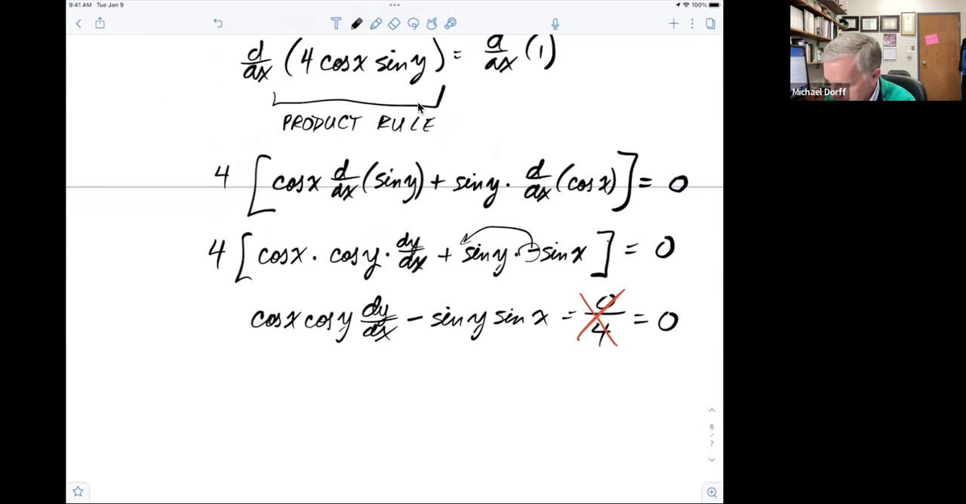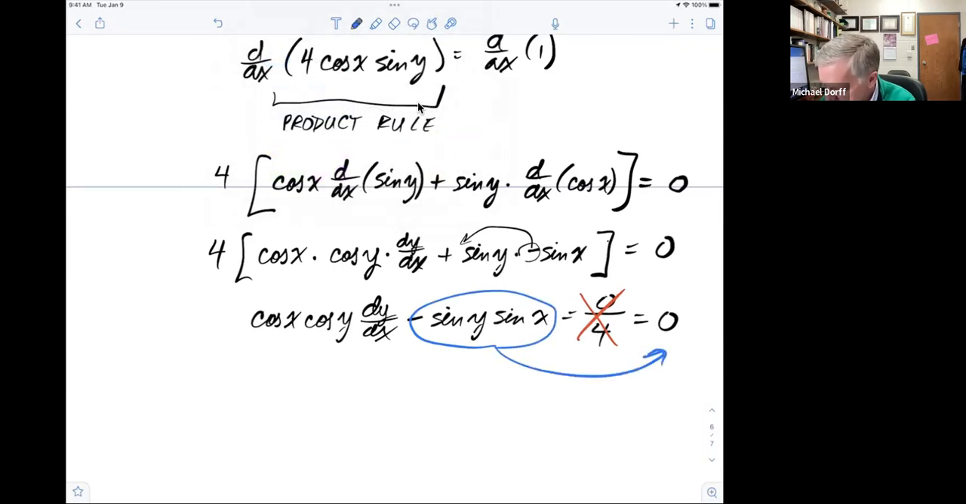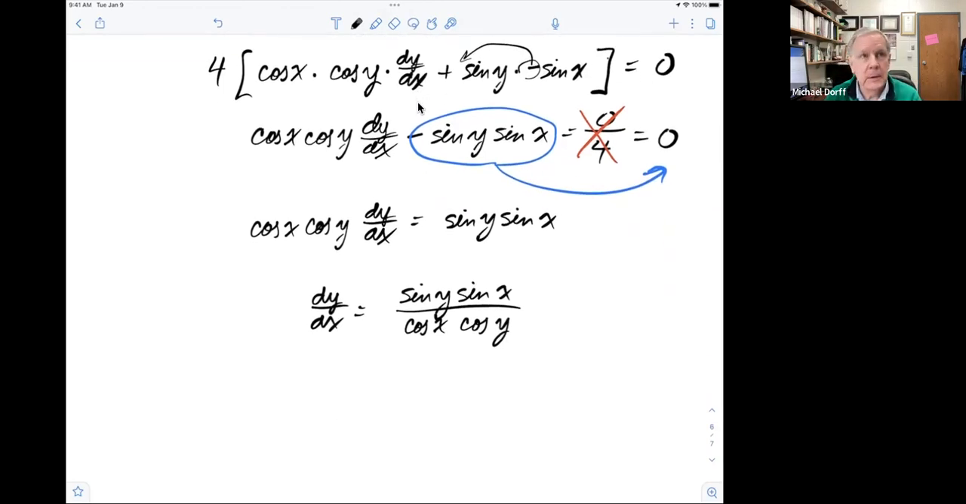And now I want to solve for dy/dx. So I'm going to bring everything that's not next to dy/dx, which means the sine y and the sine x, to the other side. And I have cosine x, cosine y, dy/dx equaling, because I'm going to add sine y and sine x to get it to the other side, a positive sine y, sine x. And then I'm going to divide everything again by cosine x, cosine y. So I'm going to get dy/dx equals sine y, sine x over cosine x, cosine y. And this is a perfectly fine answer. But again, on a multiple choice test, or if you were looking at an answer maybe in the back of the book, they might not write the answer this way.